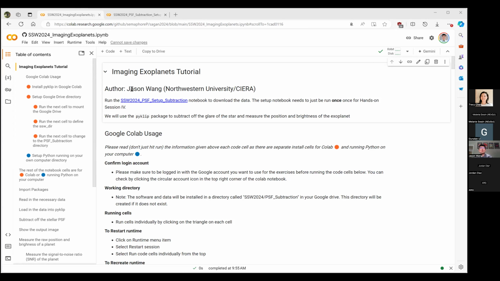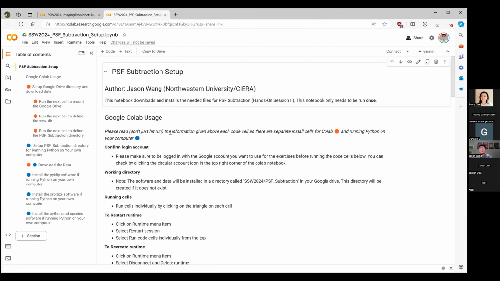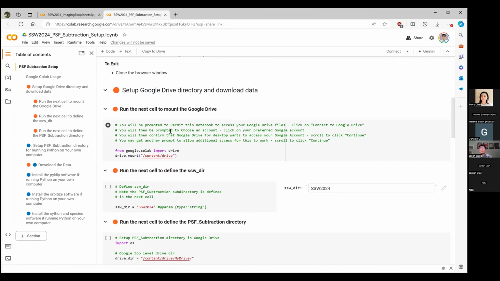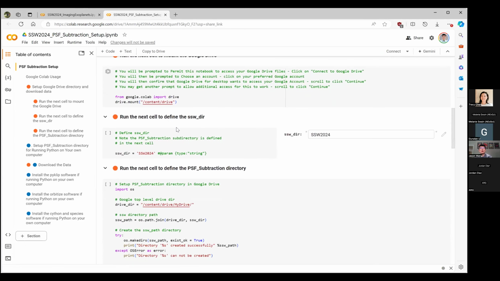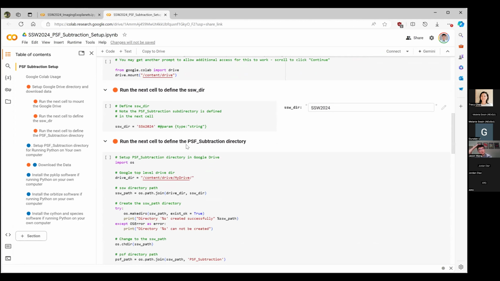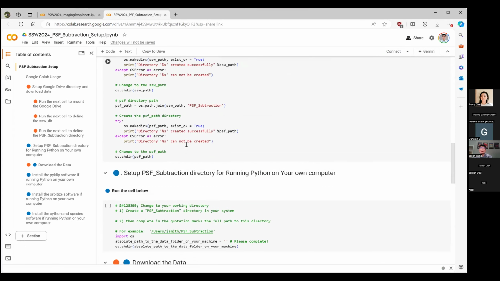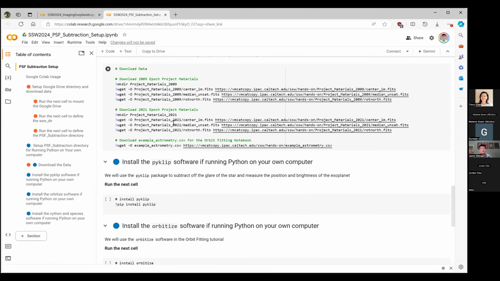Before you run this notebook, as you can see from the top, you have to run this setup notebook first. The setup notebook is mainly just to download the FITS files from online onto your Google Drive. We'll need all this data because we're doing PSF subtraction on real data, not fake data.